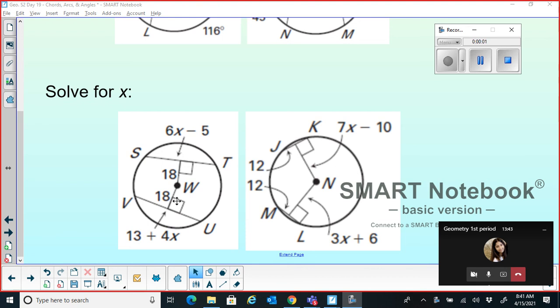Complete these two problems. Once you have the solution, please give the answers via chat. Okay, we will go over the solution soon.